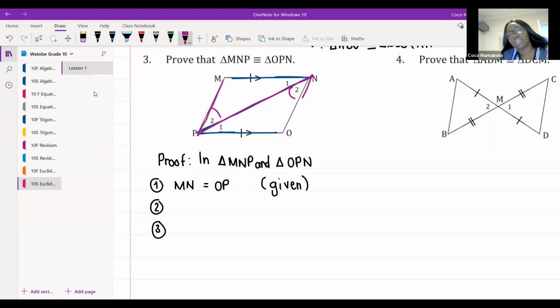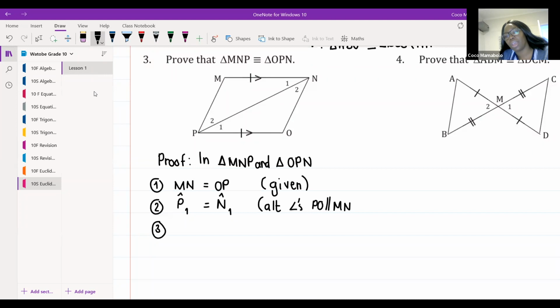Ma'am, because we don't have the parallel line. This side is not parallel. Good. So we couldn't have used that. But I agree with you. Yes. Angle P1 is equal to angle N1. And your reason? Alternate angles. Good. Now, don't forget, you need to tell me which sides are parallel. Give me the parallel line. PO and MN. Good. PO is parallel to MN. Okay, I'm happy with that. Well done, Martin. Excellent. Love it.